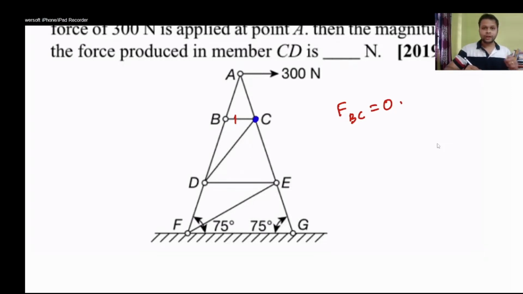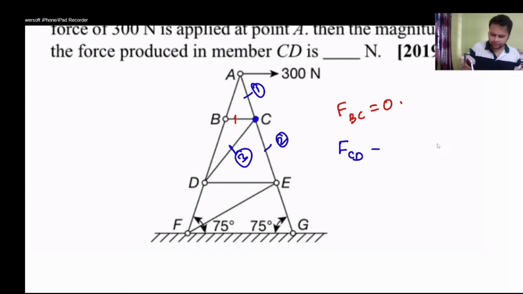you'll see again at joint C there are three members meeting, member 1, member 2 and member 3, and of these three members, two of them are collinear, AC and CE, that is 1 and 2 are collinear. So if at a joint there are three members meeting and two of them are collinear, the force in the third member is 0. So I can simply say the force in member CD is equal to 0.